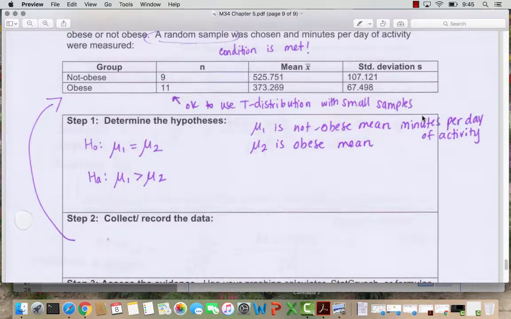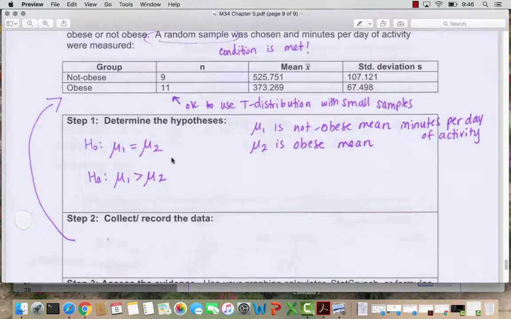So I'm going to say group 1 is the not obese group because they are the first group, and we're measuring the mean minutes per day of activity. That's how they're measuring the energy spent. And then mu 2, because it comes second, is going to be the obese mean.